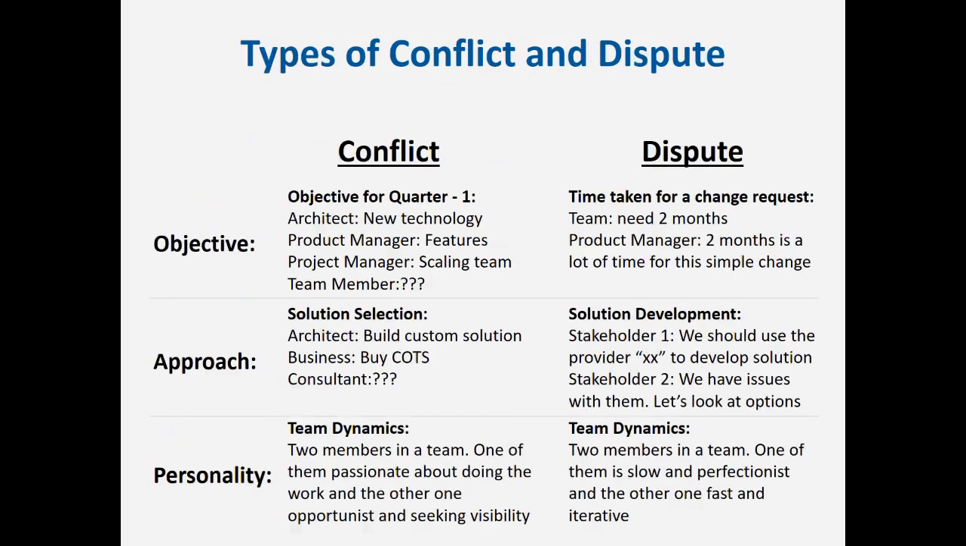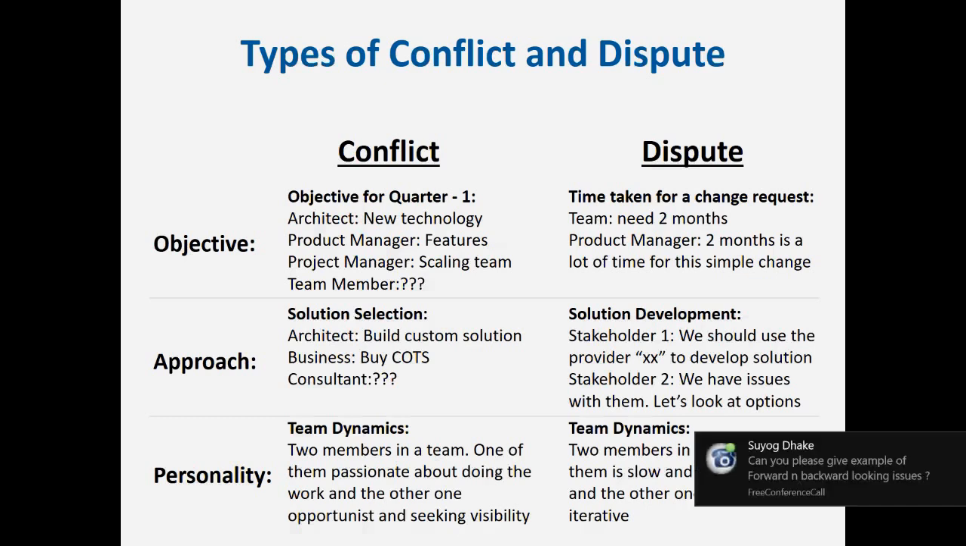Let's look at the conflict or issue type, conflict or dispute, in a more detailed way. We saw at a high level what a conflict is versus what a dispute is. Now let's understand that conflict and dispute can also happen in 3 different areas. They can happen in terms of the objectives, in terms of the approach, or in terms of personalities.